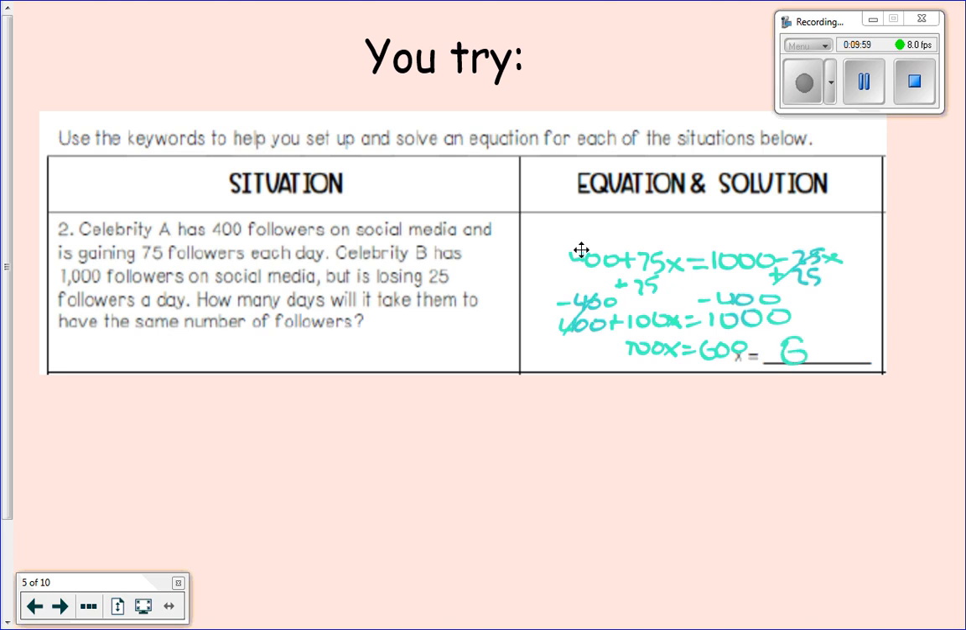Six what? We know our numbers mean something. What does 6 mean? 6 days. Can we put that up there? Let's put some labels. Numbers have meaning now. Good. Let's give them one big clap. 1, 2, 3.